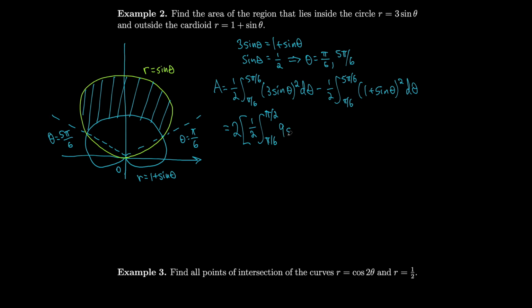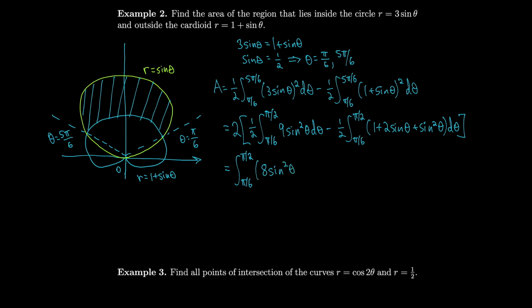So I square 3 sine theta, and I get 9 sine squared. And then I do the same thing with my other integral, and I end up with 1 plus 2 sine theta plus sine squared by FOILing. Let's see, we end up combining our integrals. Our 2 cancels with our half, and we have the integral from pi over 6 to pi over 2 of 8 sine squared minus 1 minus 2 sine.